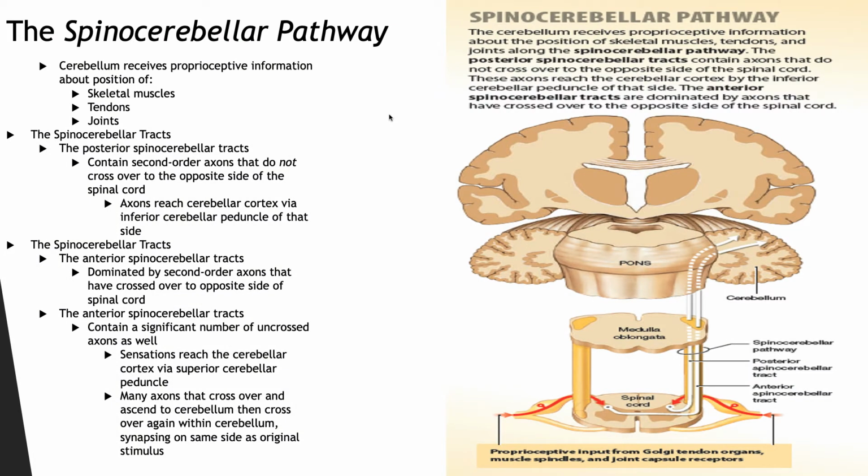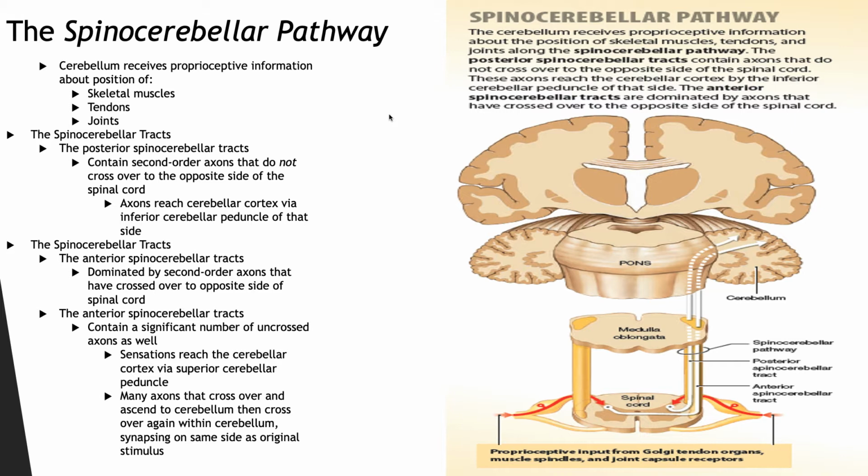The spinocerebellar pathway conveys information about muscle, tendon, and joint positions from the spine to the cerebellum. This information does not reach our awareness. The axons from the first order sensory neurons synapse on interneurons in the dorsal gray horns of the spinal cord. The axons of the second order neurons ascend in one of the spinocerebellar tracts, the posterior spinocerebellar tracts or the anterior spinocerebellar tracts.